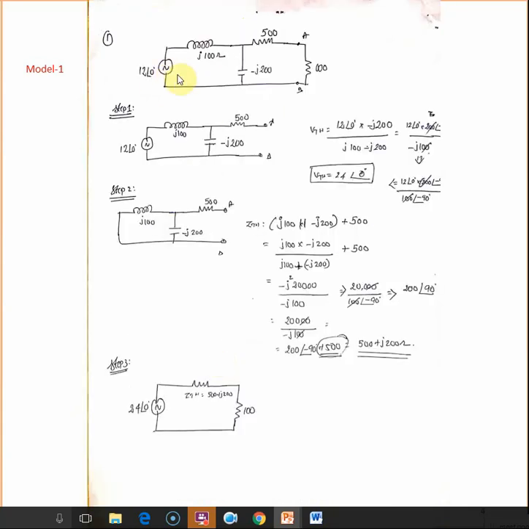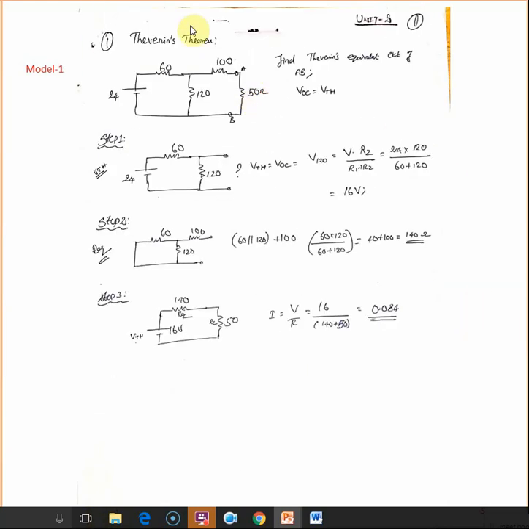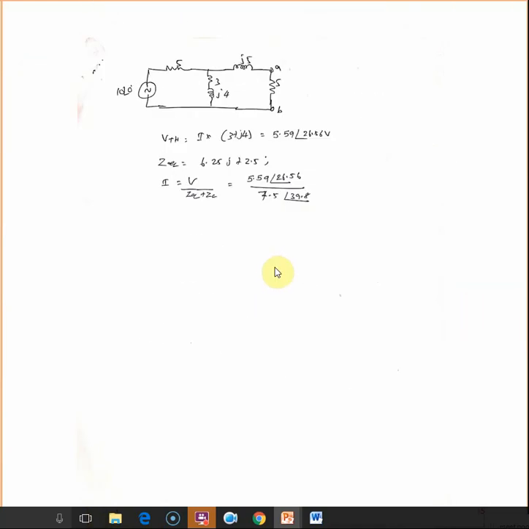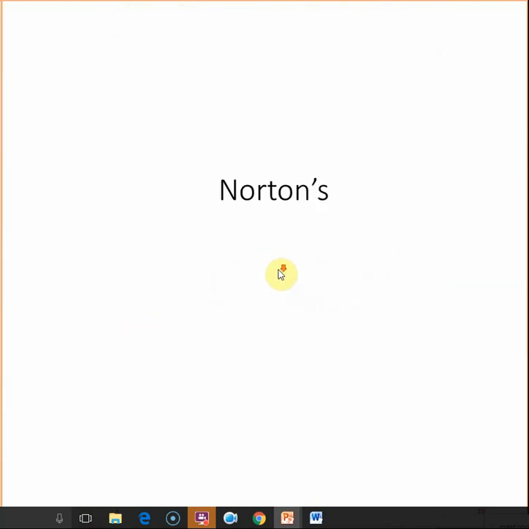AC circuit means an AC power supply is present, with inductance and capacitance. The three steps are similar, no changes. But here J will come, that is called rectangular form, and an angle will come, that is called polar form. Polar-wise you can proceed similarly using your calculator. But you should be strong in DC circuits, then you can move to these calculations. First we'll see the DC circuit problems. Okay, I will also show you one Norton theorem model.